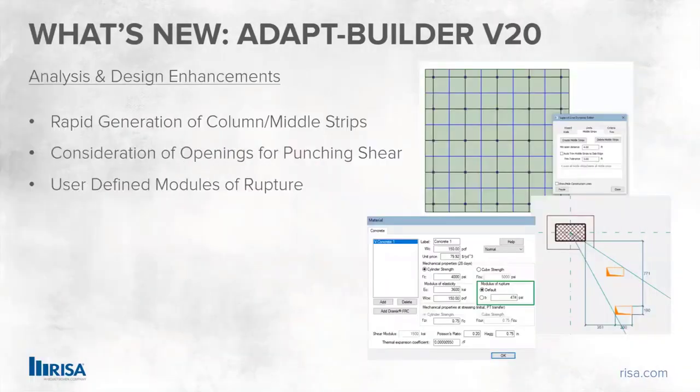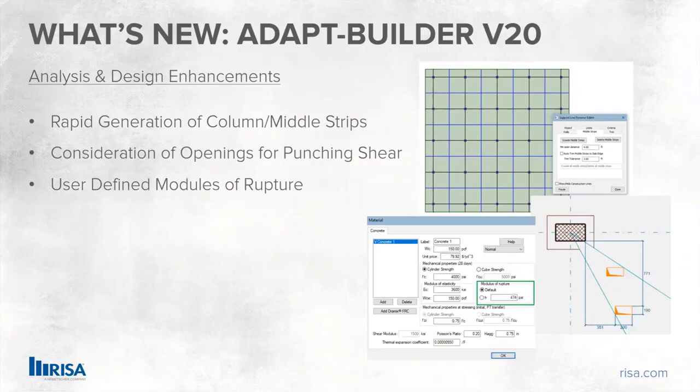For analysis and design, we brought back column and middle strips while incorporating them into our dynamic support line editor for the ease of use and speed in your modeling process. I had reviewed that dynamic support line editor when we first did the investigation and design in single level mode. It's a very powerful tool.